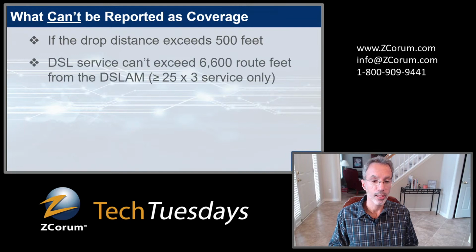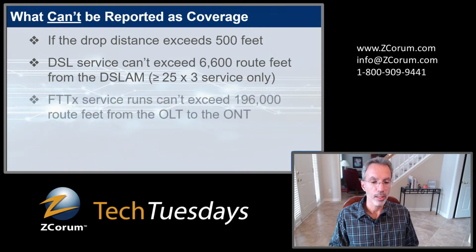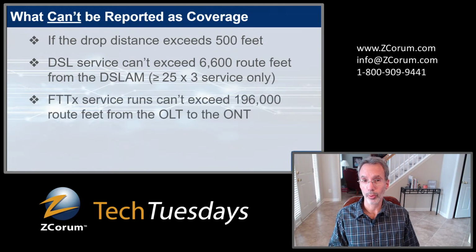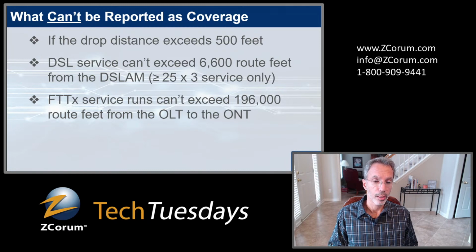For example, DSL service can't exceed 6,600 route feet from the DSLAM. And that would be if you have 25 by 3 service only or better. So if you've got less than 25 by 3, they don't care, I guess. So in that case, though, they want to make sure that it's 6,600 route feet from the DSLAM. And if it's more than that, then supposedly you can't report that as an area being covered. But I'll explain there's some caveats to that.